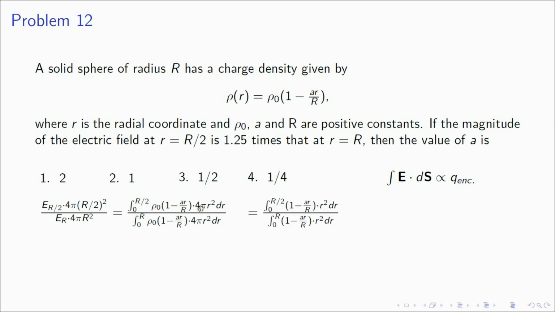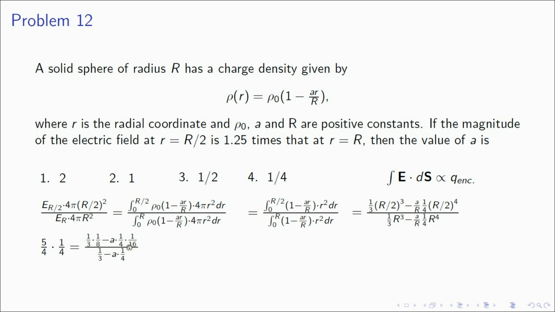Here 4 pi will cancel out, rho naught will cancel out, and then you will integrate it. So here it will be r squared dr, so that will be r cubed, and then this will be r cubed dr, so this will be r to the power 4. So you just put all these values correctly here, and on the left hand side, E(R/2) by E(R) is 1.25, so that's 5 by 4, and this second factor becomes 1 by 4, which becomes this basically.